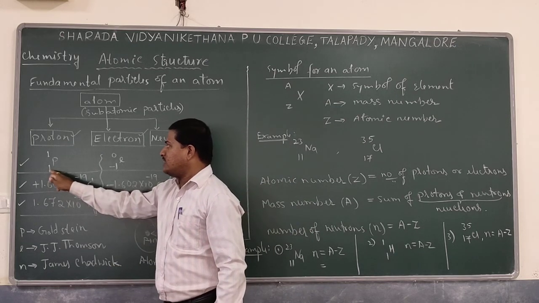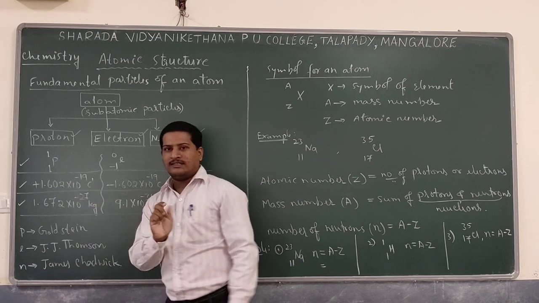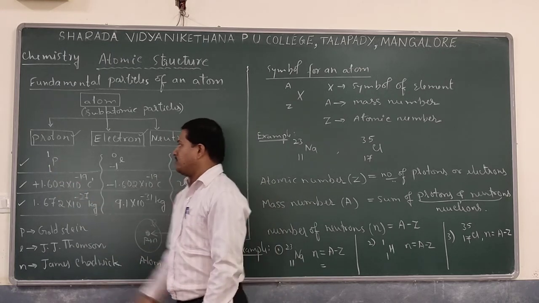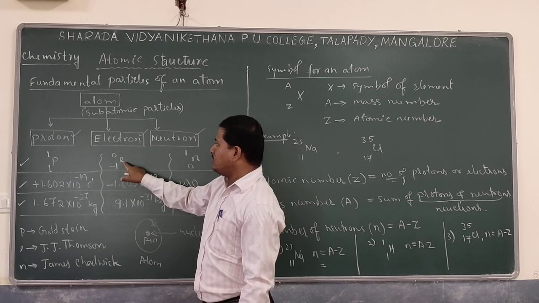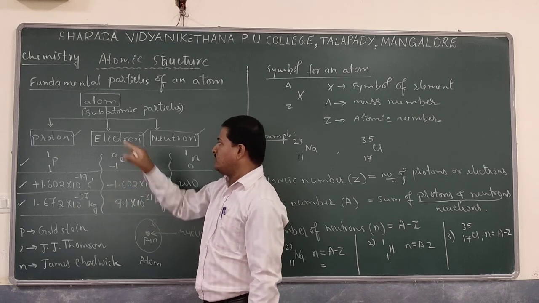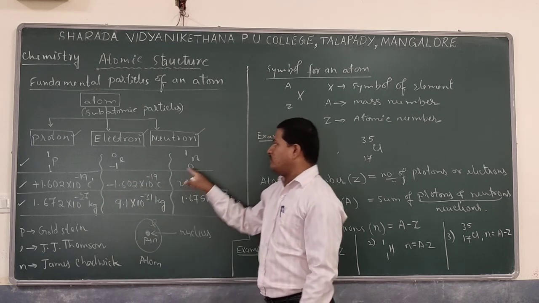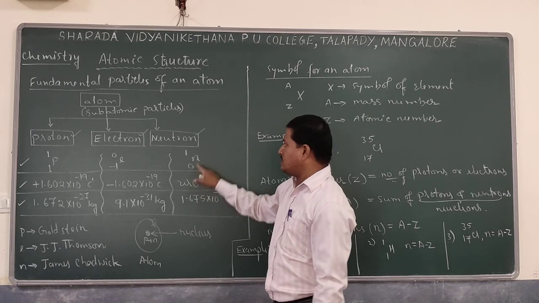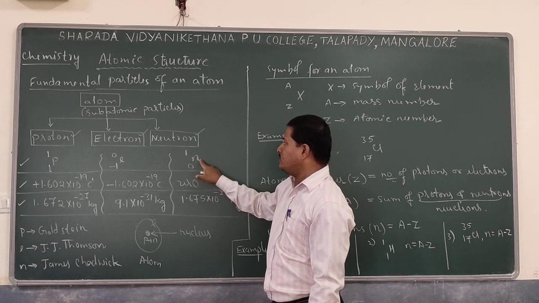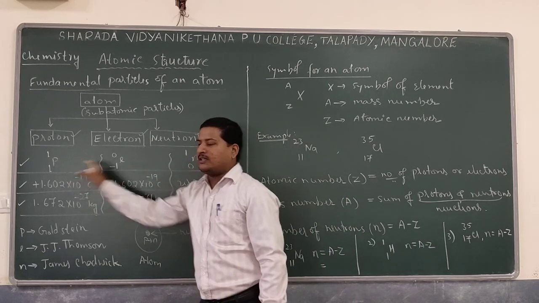Protons are generally represented as 1p1. So p is the symbol for the proton, 1p1. And for electron, -1e0 represents the electron, and for neutron, 0n1. N stands for the symbol for neutron, 0n1. So these are the symbolic representations.